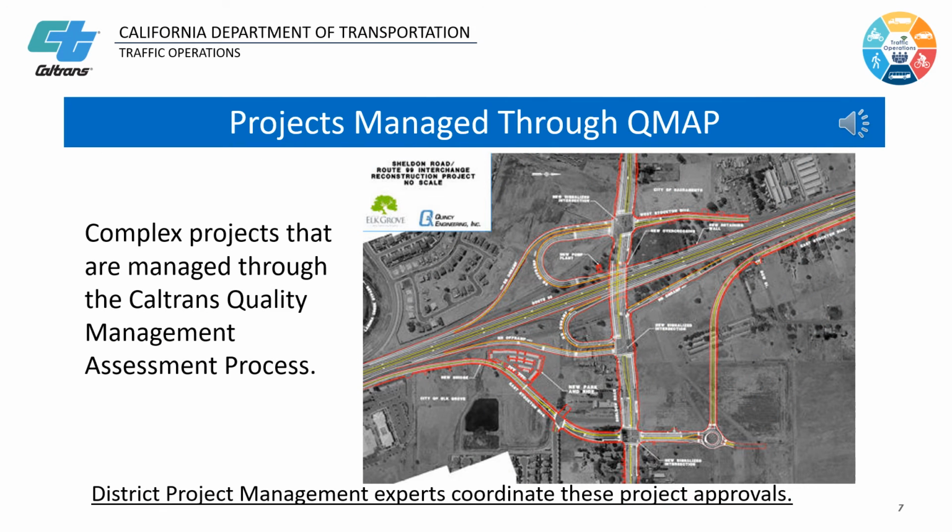Oversight projects permits are for oversight projects and projects that have been determined to fall under the Quality Management Assessment process, also known as QMAP. A QMAP checklist form is used to qualify projects for the process and is required for the permit application package. The district project management experts coordinate these project approvals.